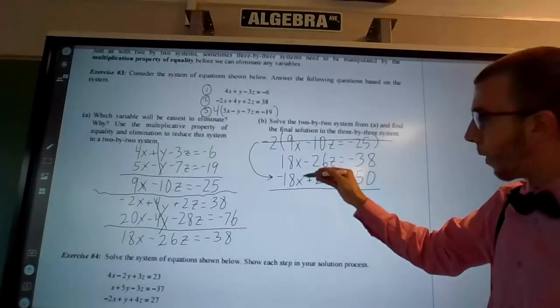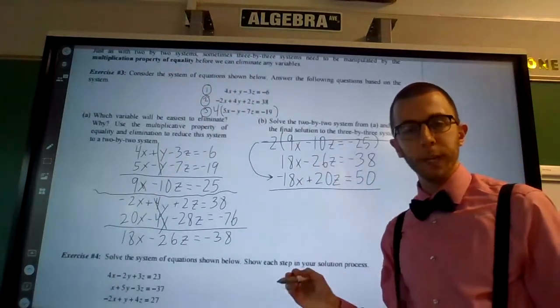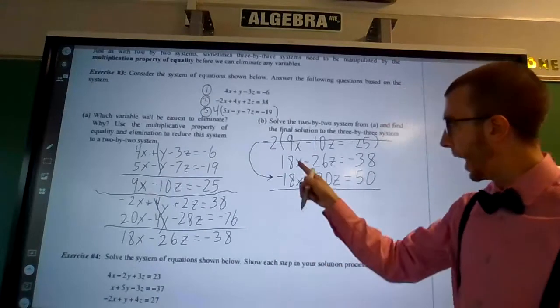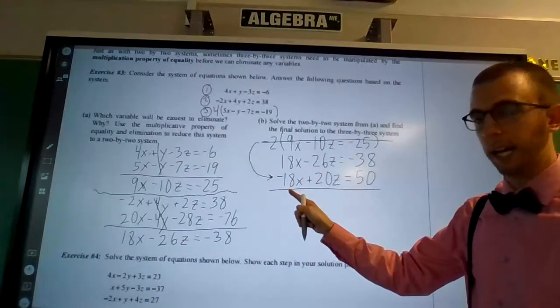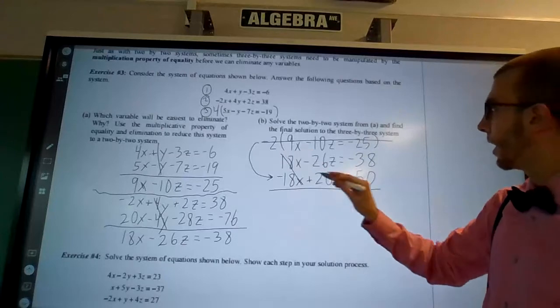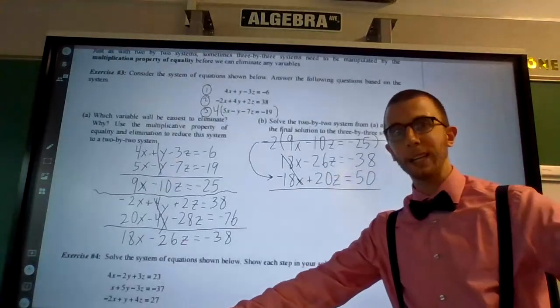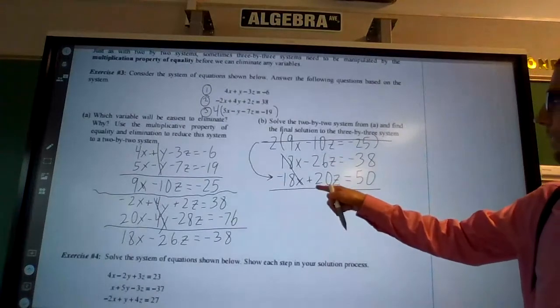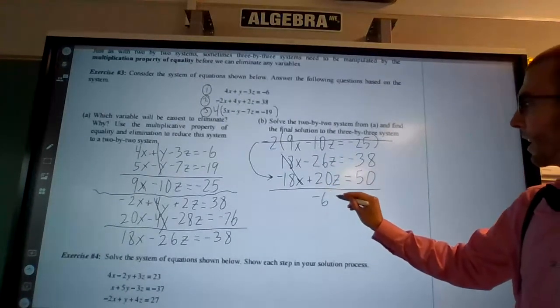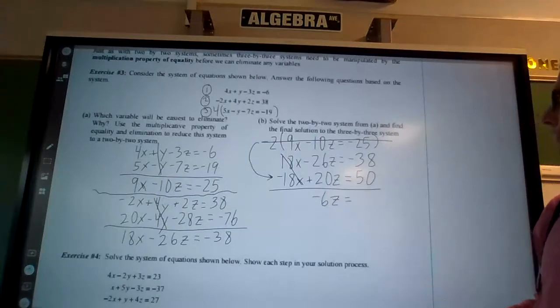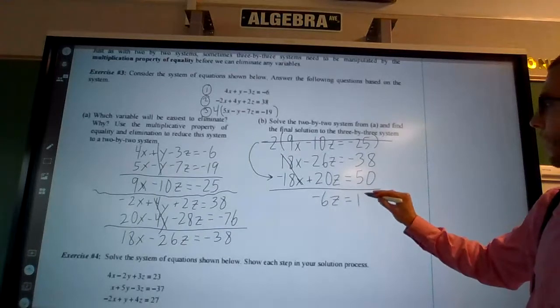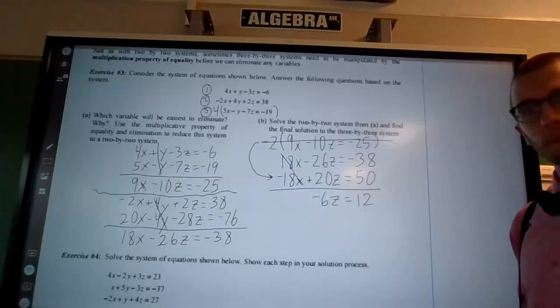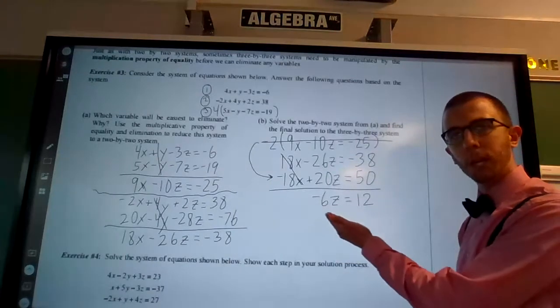And just like we wanted, now our x coefficients are opposites. 18x, negative 18x. So when I add these together, they are no longer there. X has been eliminated. We have negative 26z plus 20z is negative 6z equals negative 38 plus 50, which is 12. Look at that. Now we have a one-step equation here.